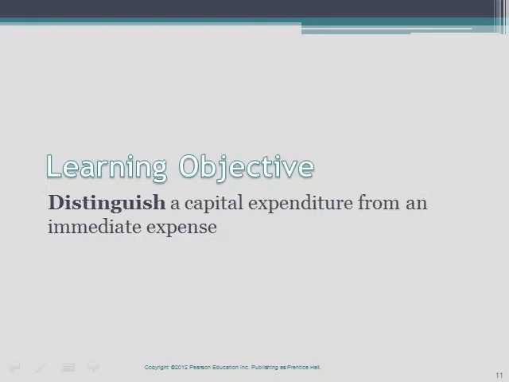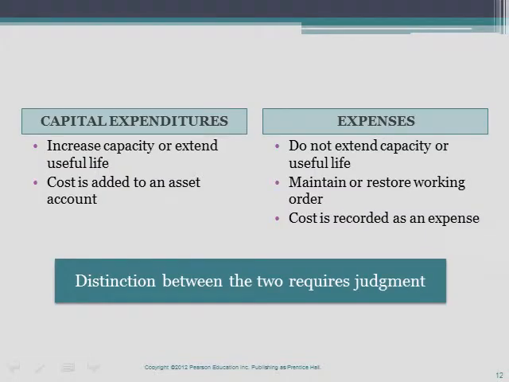The next objective that we want to talk about is how to distinguish a capital expenditure from an immediate expense. When a company spends money on a plant asset, it must decide whether to record an asset or an expense. Expenditures that increase the asset's capacity to produce or extend its useful life are called capital expenditures. For example, the cost of a major overhaul that extends the useful life of a truck is a capital expenditure.